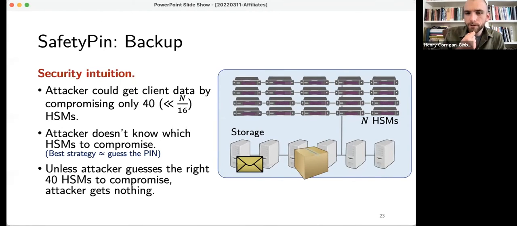And we give a more precise security analysis that shows that essentially the attacker's best strategy is just to guess the PIN. So the attacker really can't do better than guessing the PIN, which it could have done anyways without compromising any HSMs. And essentially, unless the attacker guesses the right PIN or guesses the right HSMs, it learns nothing. It's not able to decrypt, and it's not able to recover the user's backed up data. So this is a very hand-wavy argument. In the paper, we give a much more precise argument for security.